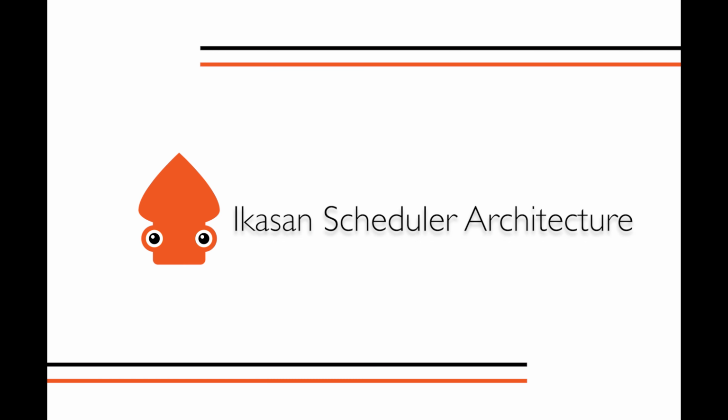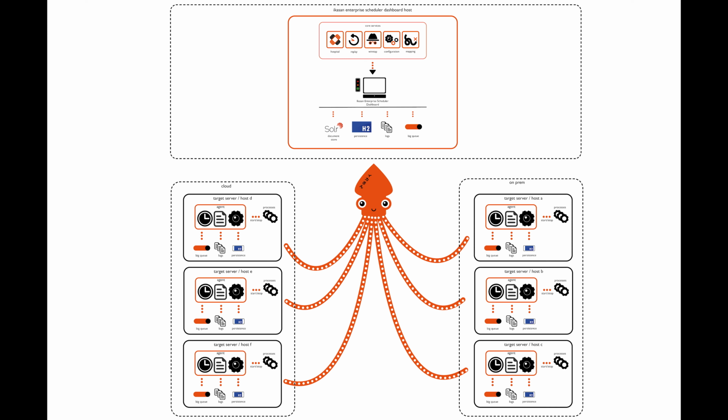Now moving on to the Ikasan Enterprise Scheduler architecture. The Ikasan Enterprise Scheduler is a distributed software system. It comprises two distinct software elements: the Ikasan Enterprise Scheduler dashboard and the Ikasan Enterprise Scheduler agent. The Ikasan Enterprise Scheduler dashboard provides management and orchestration features, and the Ikasan Enterprise Scheduler agent executes jobs and reports their state back to the dashboard.